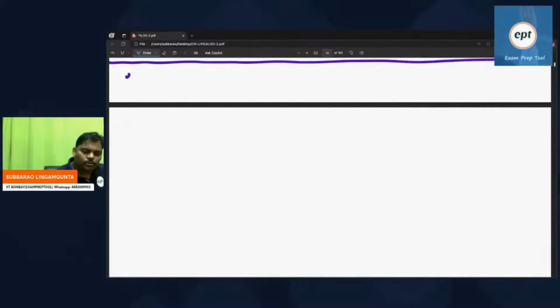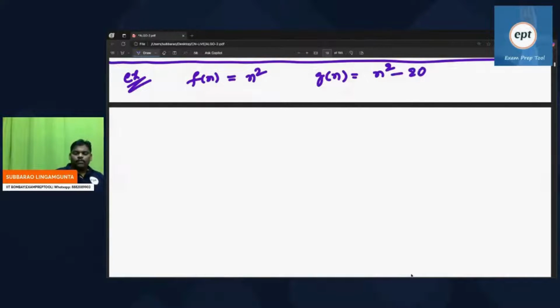Yeah, let's go to the next problem. Let me try one more problem. f(n) is equal to n square, g(n) is equal to n square minus 20. Right, now can I say this? Let's check.